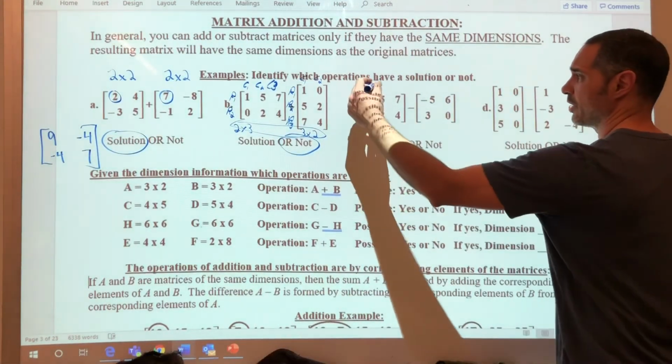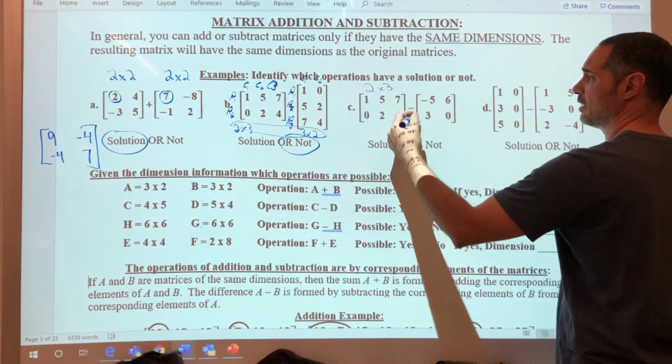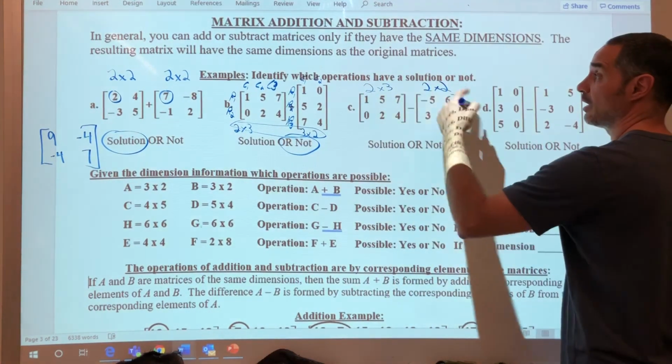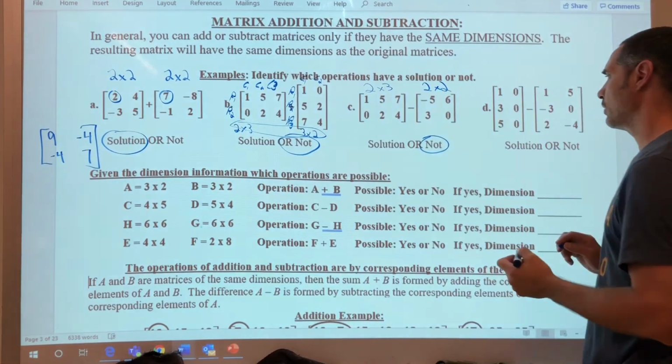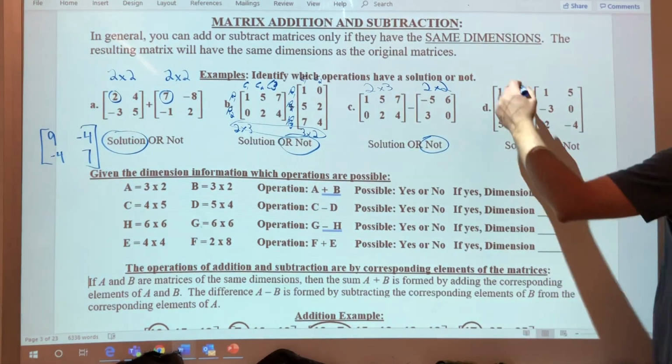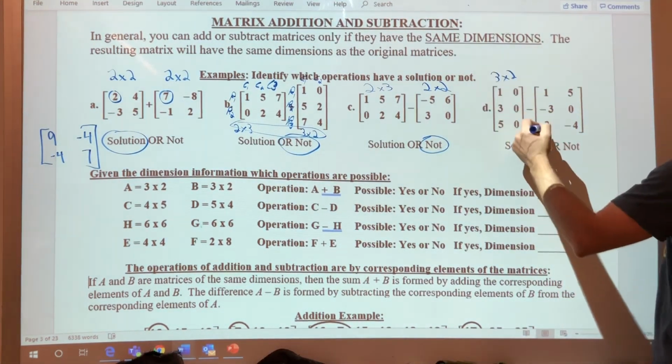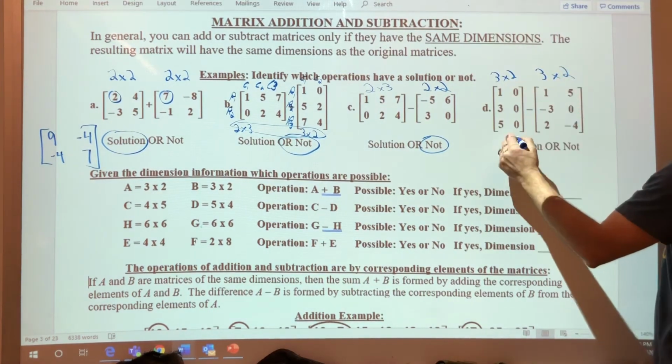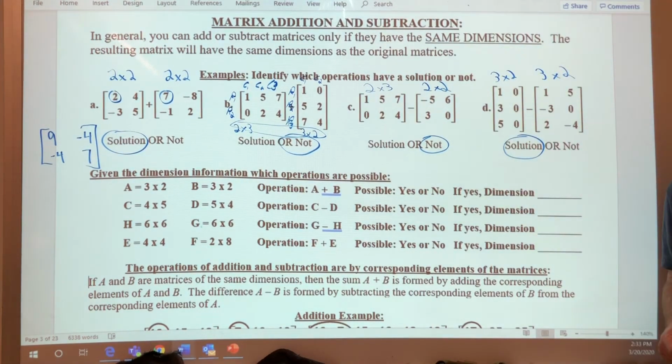The dimensions over here, this is a 2 by 3, and this is a 2 by 2. Not the same dimensions, so we cannot add those. And this is a 3 by 2, and this is a 3 by 2. So there is a solution, and I'll let you add that together for yourselves.